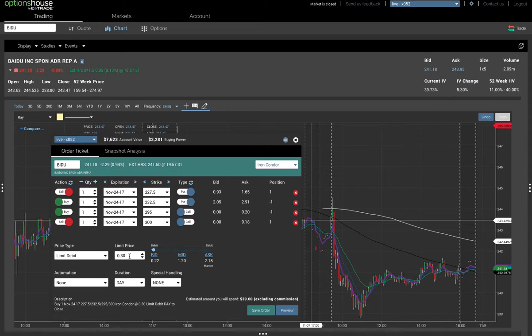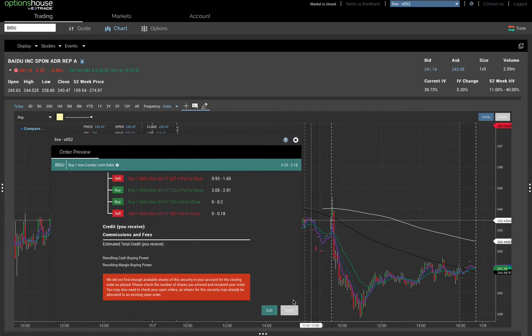Will it go any lower? Okay, it's down to 30, perfect. Will it go any lower? It goes down to 28, then it starts to retrace a little bit, goes up to 32, 33, 34 cents, and you go, okay, now it's time to pull the trigger, 34 cents, and you're going to have your limit debit, automation none, duration is day. You'll hit preview, and then you would say send.